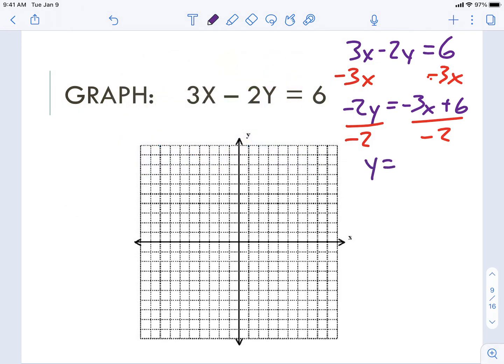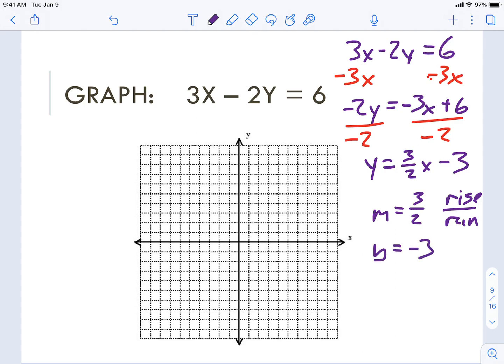And remember, when you're dividing both sides, you're dividing everything on both sides. So it's negative 3 over negative 2. That makes a positive 3 over 2x. And then the positive 6 divided by 2, that makes a negative 3, or a minus 3. Okay, so for this one, I'm going to use the slope, which is rise over run, right? And I'm going to use the y-intercept, negative 3.